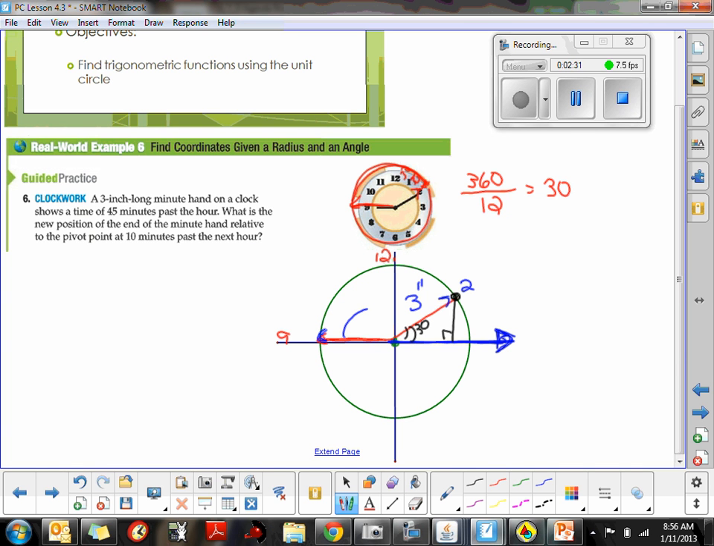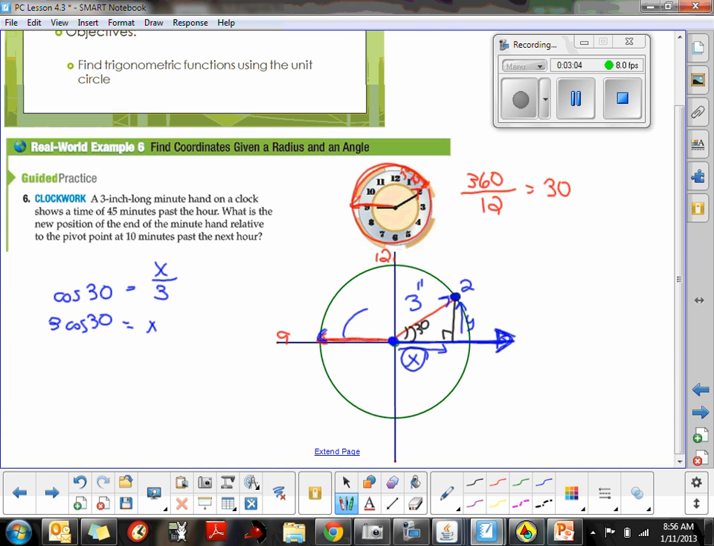We're going to find the position that the minute hand is relative to the center of the clock, just like being on our coordinate plane. We want to know what's our x position and what's our y position. To find that, I'm going to use a trig ratio. To find the x-coordinate, I'm going to use the cosine. So the cosine of the 30-degree angle has to equal x over our 3-inch radius. That means x is equal to 3 times the cosine of 30.